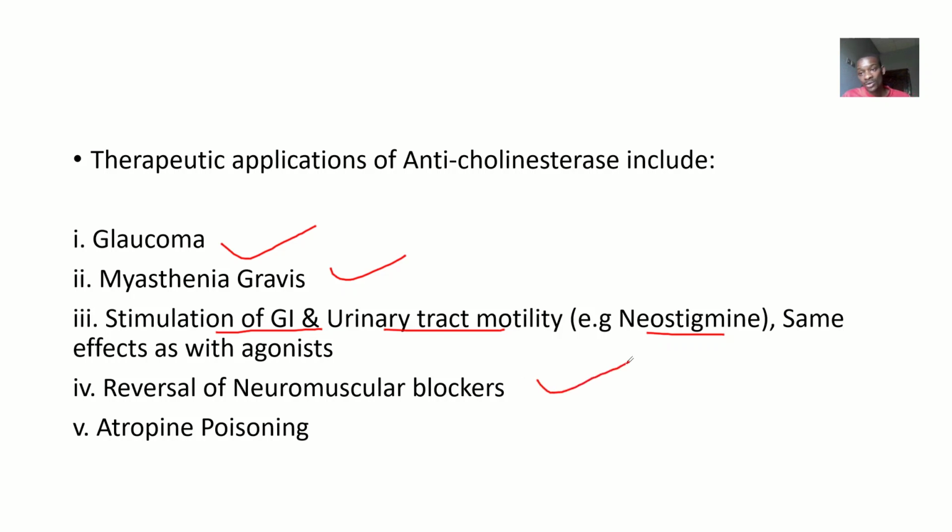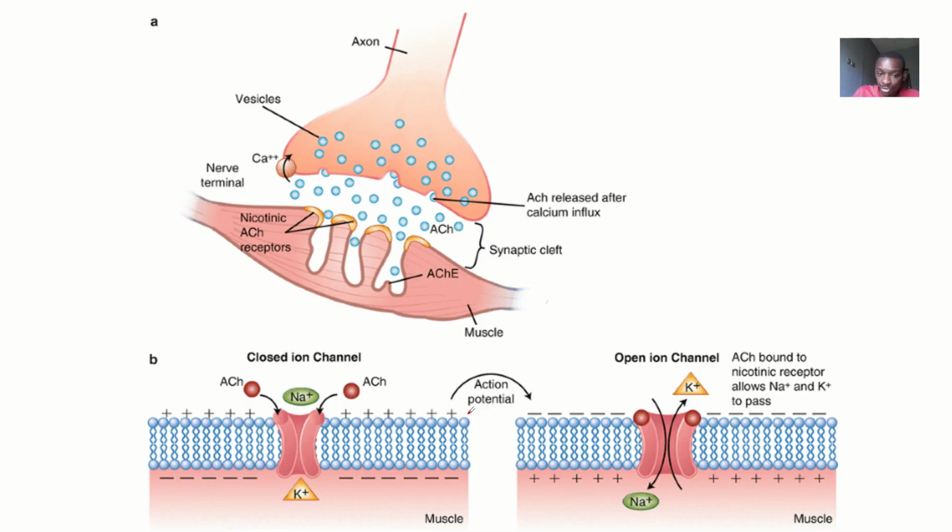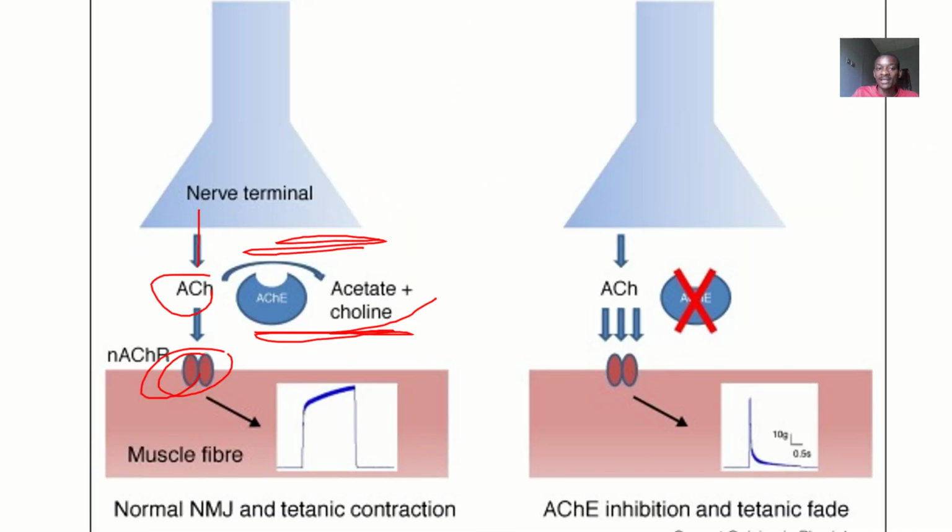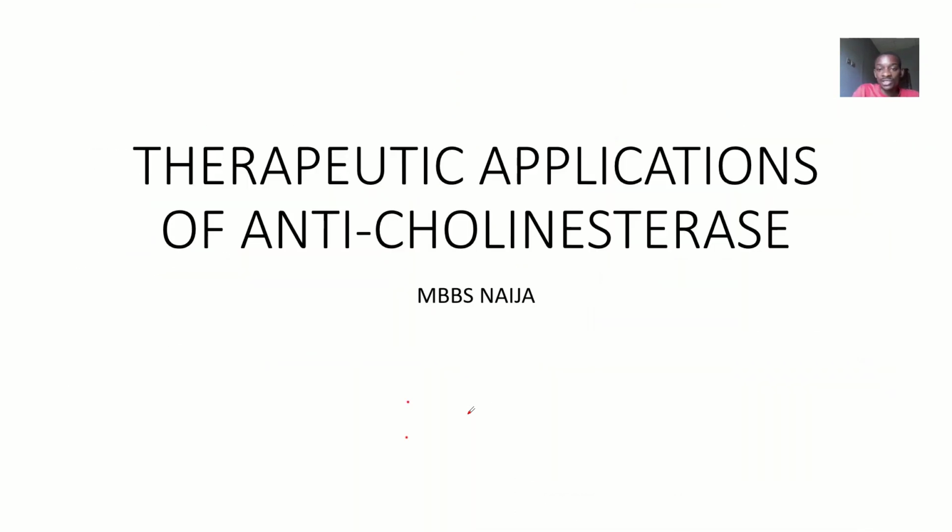Then also, they can be used for reversal of neuromuscular blockers. So sometimes in a surgery situation, you actually need some muscle relaxant, okay? So that they can block receptors on the muscle so that it will now relax the patient so that it can carry out this surgery, okay? But after you are done, if you want to reverse this block, then you have to use anticholinesterase drugs, okay? Then in atropine poisoning too, these drugs can be used, all right? So that's basically some examples of the therapeutic applications of anticholinesterase.